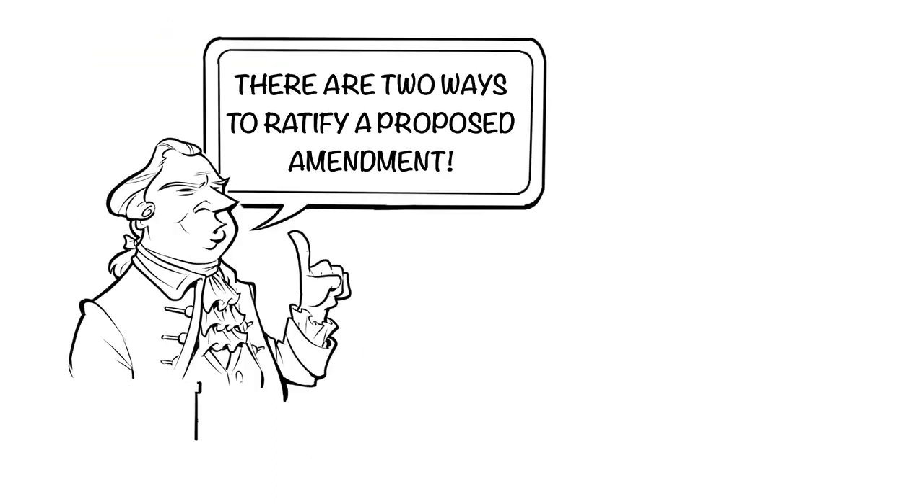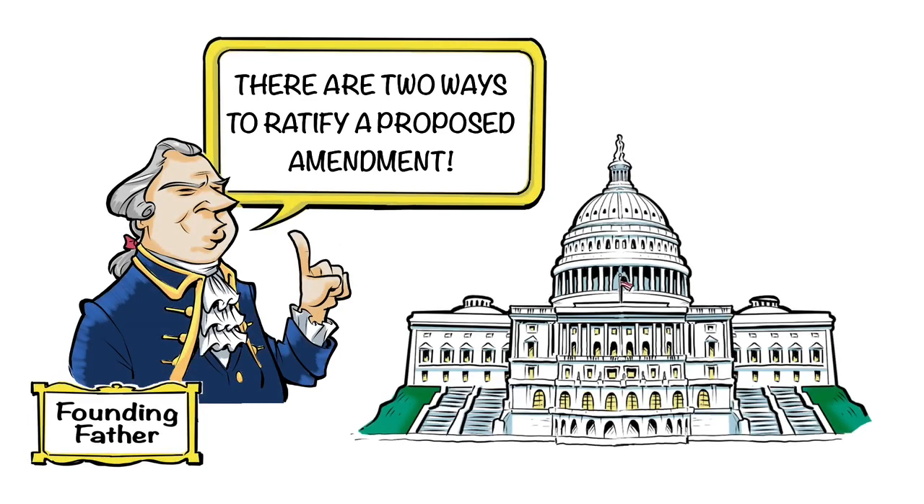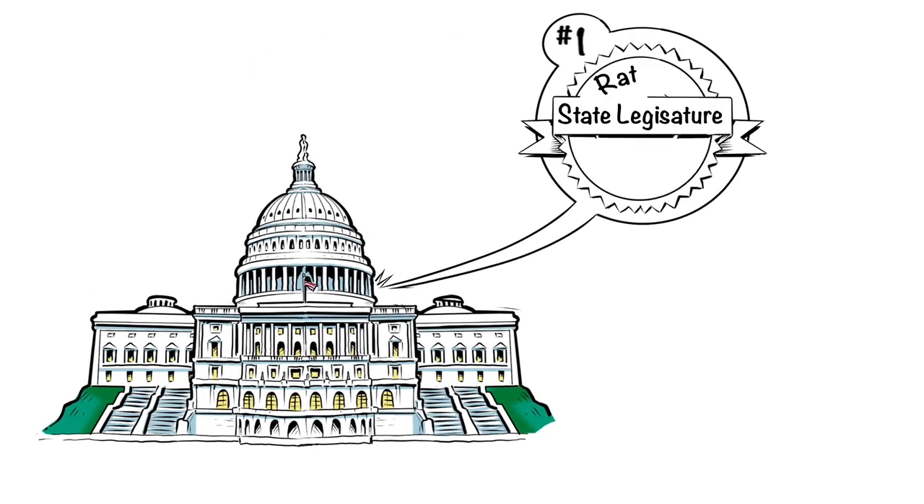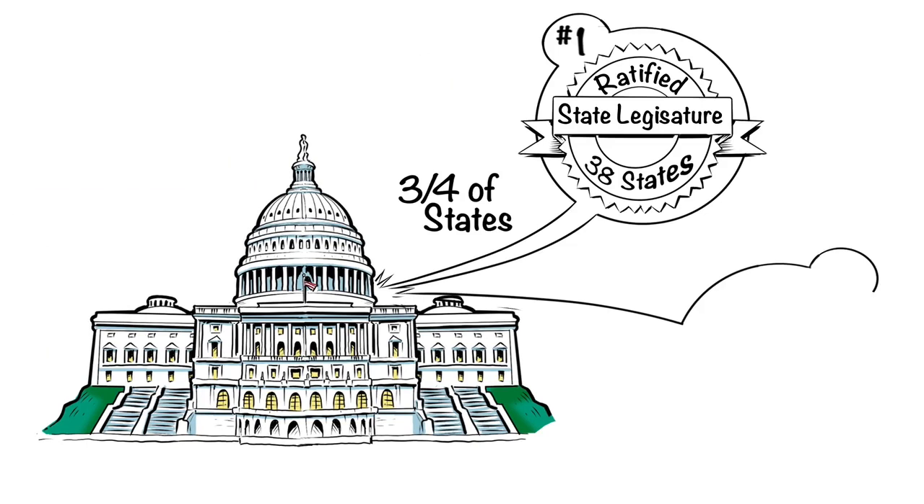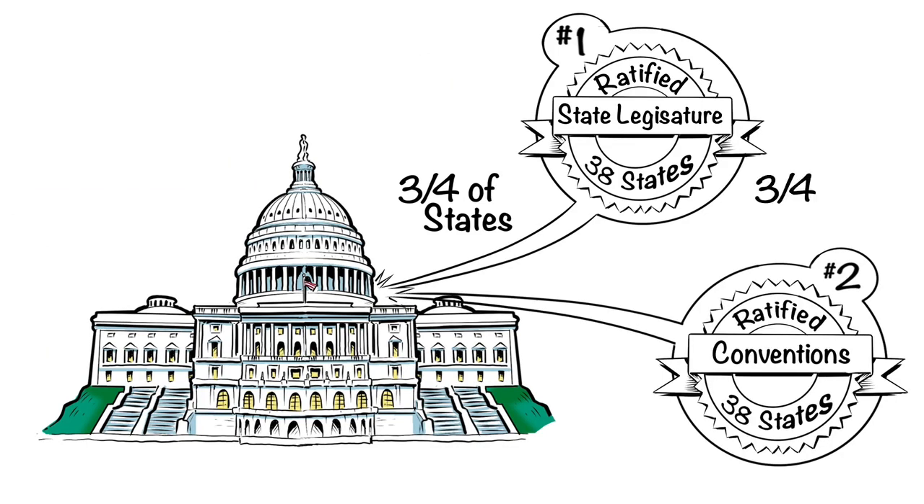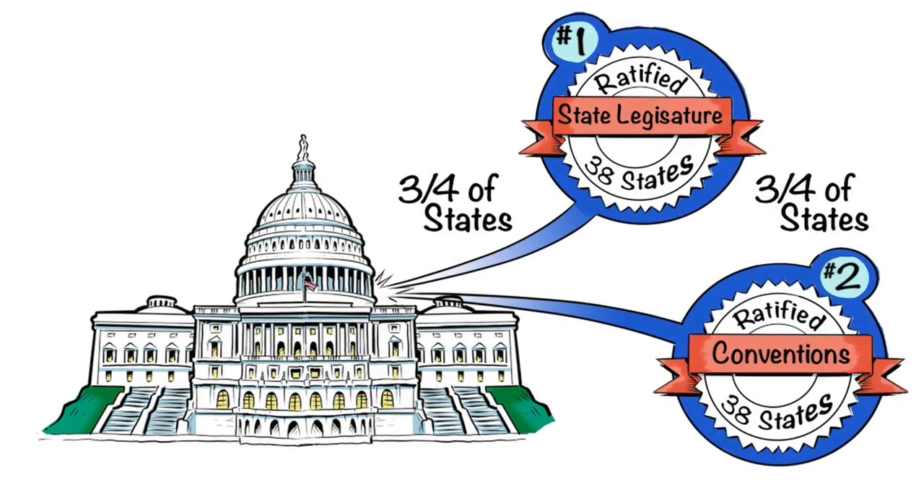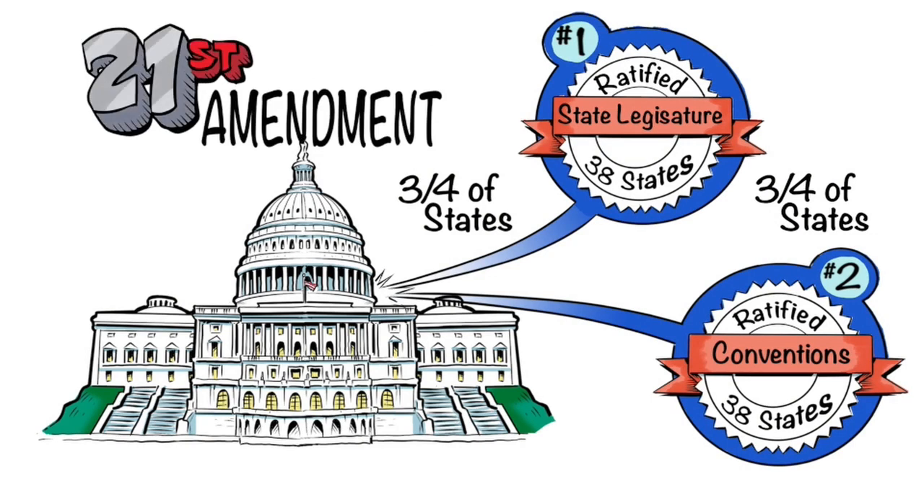Now, the ratification of a proposed amendment. Again, there are two ways. An amendment can either be ratified by the state legislatures of 3/4 of the states or by special state conventions in 3/4 of the states. Congress determines which ratification method the states must use, and the only time Congress chose to have an amendment ratified by special state conventions was the 21st Amendment.